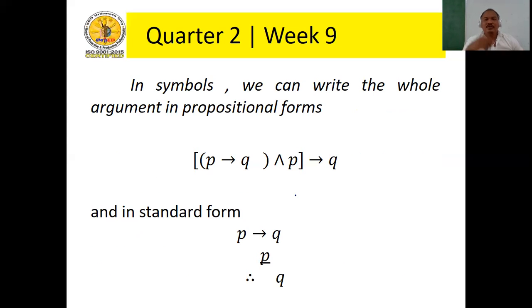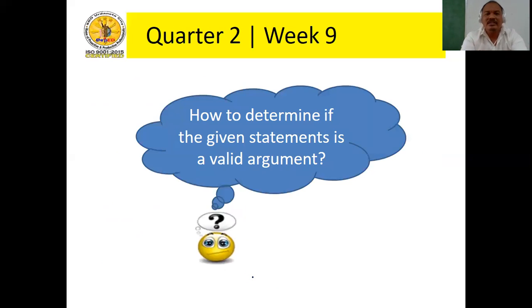In symbols, we can write the whole argument in propositional form: P then Q, and P, then Q. And in standard form, we have P then Q, P, therefore Q. Now, how do we determine if the given statement is a valid argument?